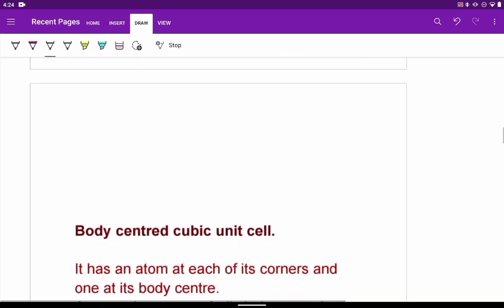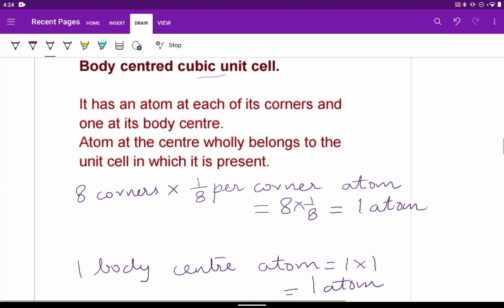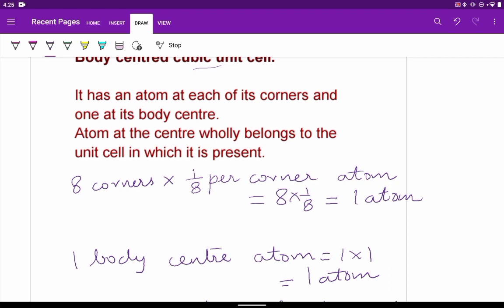Next we go to the body centered cubic unit cell. In this there is something special we see. There is an atom at each of the corners, like the previous one, and also one at its body center. Now this atom at the center will totally belong to that unit cell where it is present.